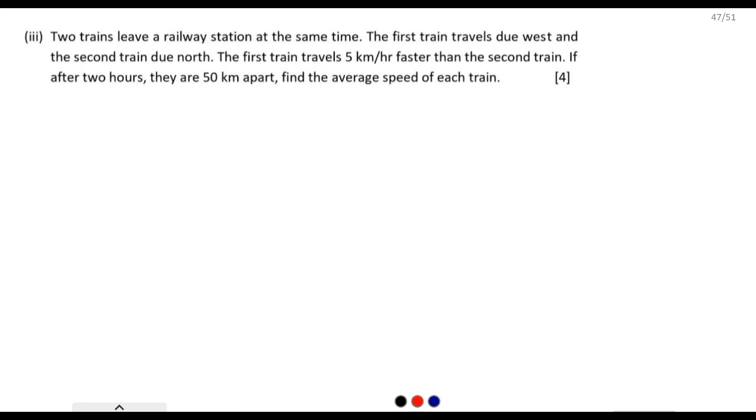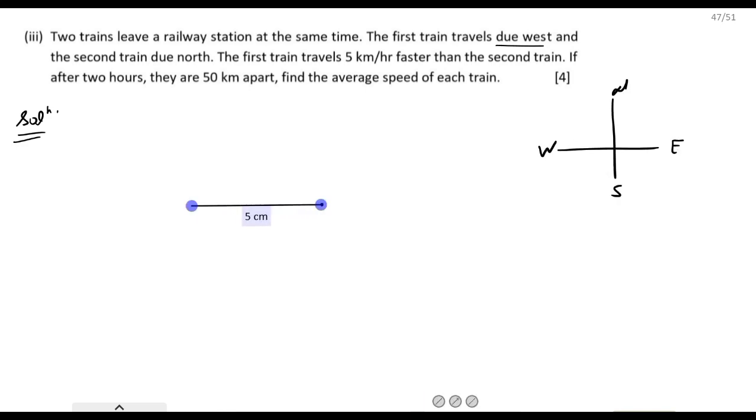Third part. Two trains leave a station at the same time. The first train travels due west, and the second train due north.